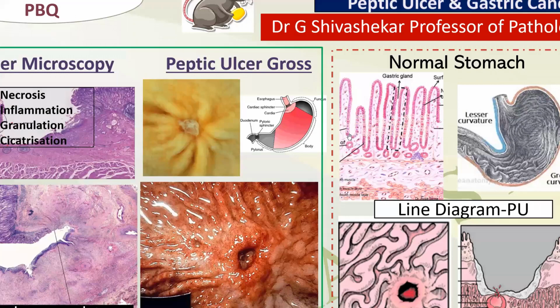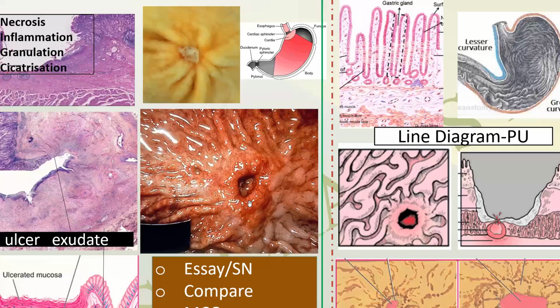Lower down is another picture of a peptic ulcer. Again, a very well punched out lesion, as though you have put a punching machine into the gastric wall. And there is a clear floor. The rugal folds again are drawn towards this. This is the gross appearance of the peptic ulcer.